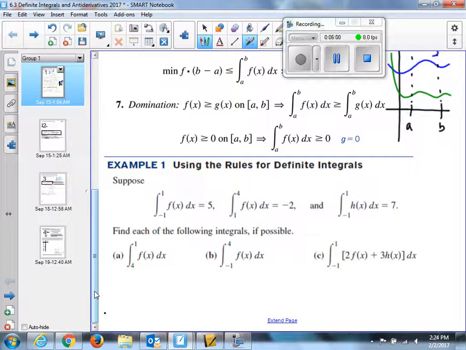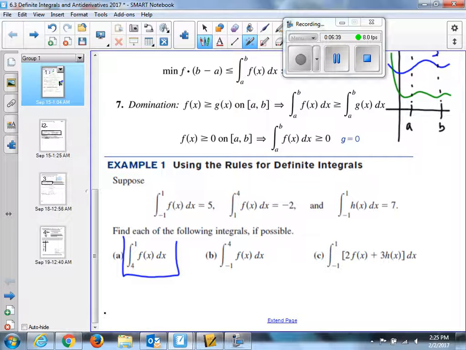Now, let's take a look at this. We'll apply some of these. Suppose that we're given a value for some function. It doesn't matter if it's x squared plus 5 or whatever, but the integral of the function between -1 and 1 gives me 5. From 1 to 4, -2. From -1 to 1 for a different function, h of x, I get 7. From these three facts, not knowing what the actual equations are, what can we say about this?